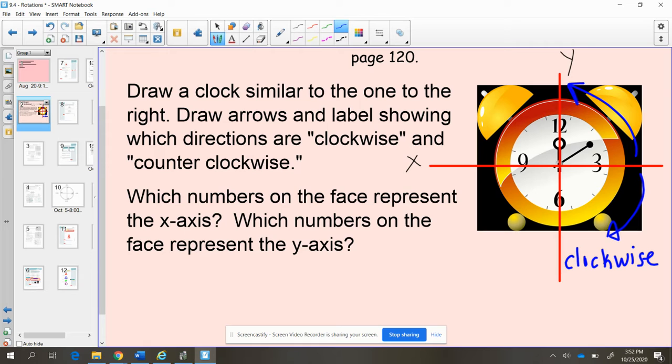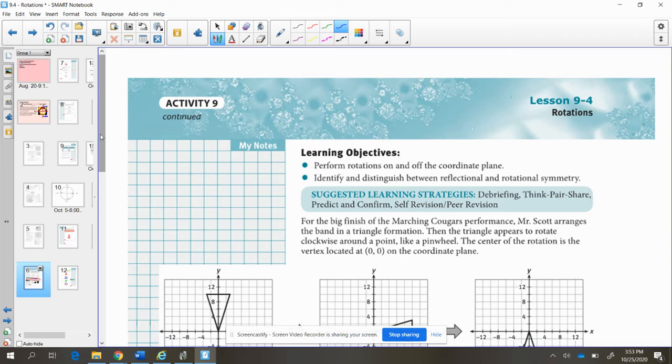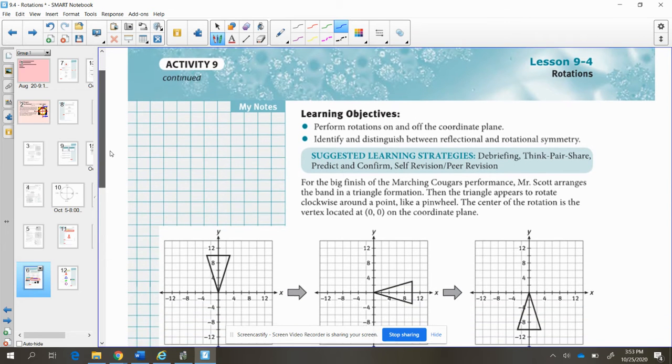Versus counterclockwise, which is to the left, or up from 3 moving around. That would be considered moving to the left and counterclockwise. The reason I bring this up is because it's really important to talking about our rotations.